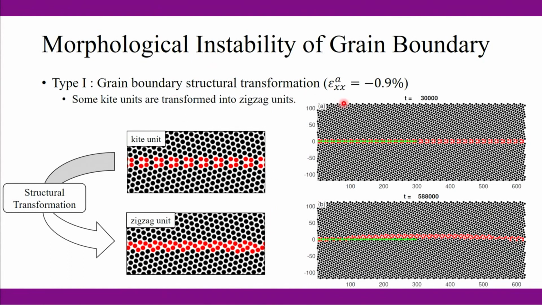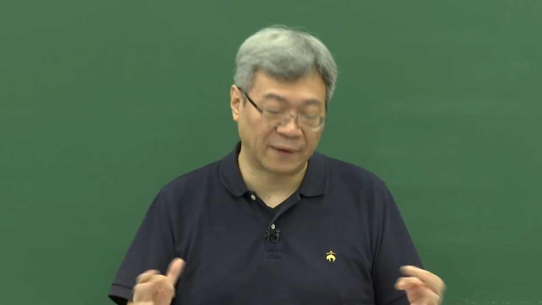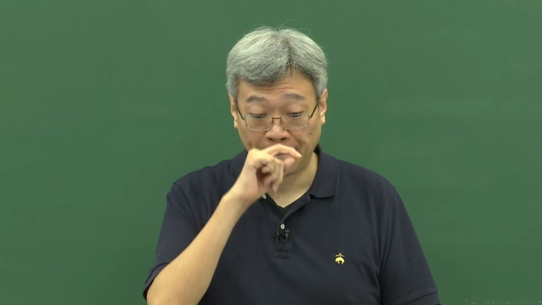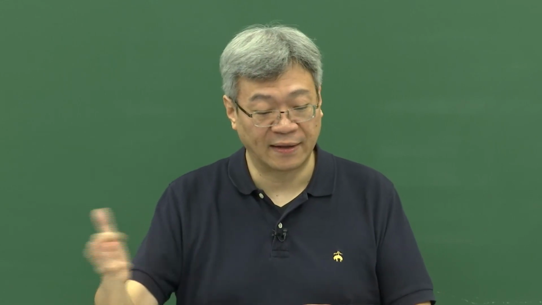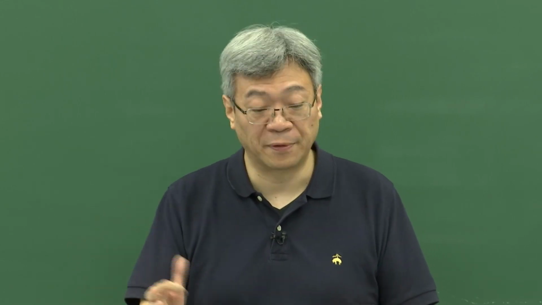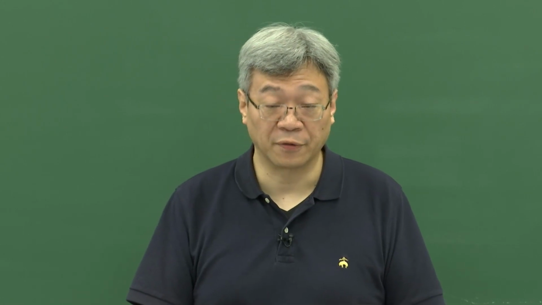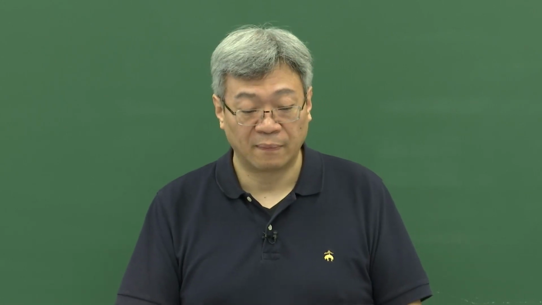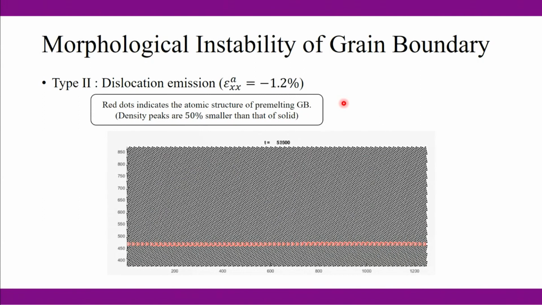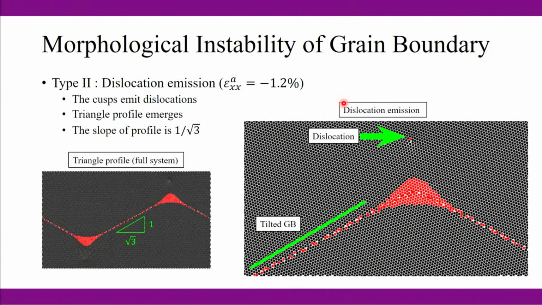So just from the simulation, we are seeing three different kinds of outcome. One is nothing happens if the applied strain is less than 0.5%. But if it's over that, but lower than, let's say, 1%, you are getting this grain boundary structure transformation. But for a larger strain, you are going to see this dislocation emission at a later stage. Okay? And here is just a snapshot of what was happening at a later stage.